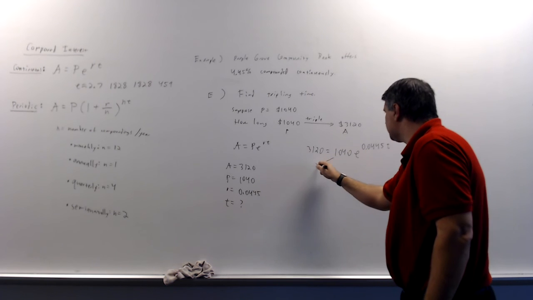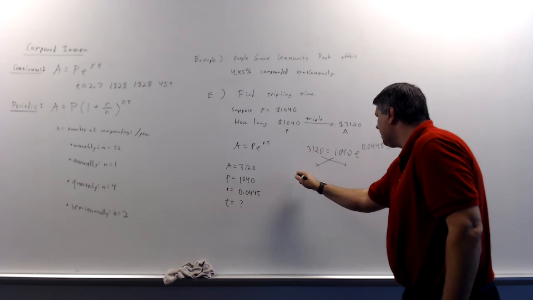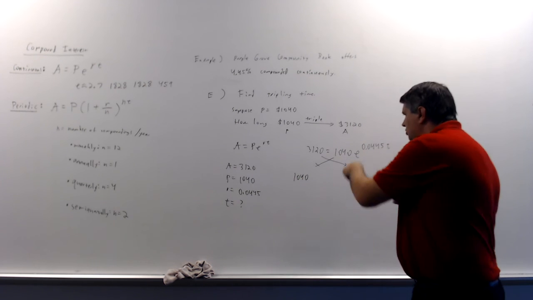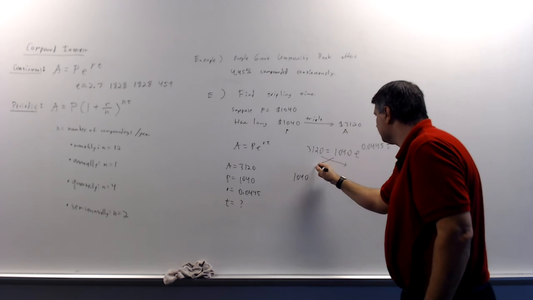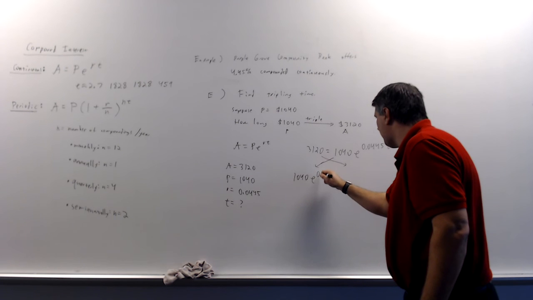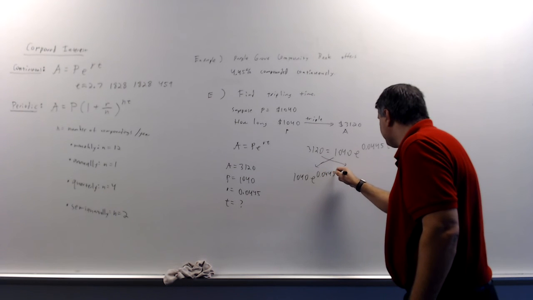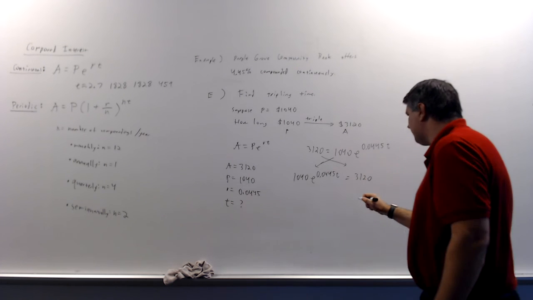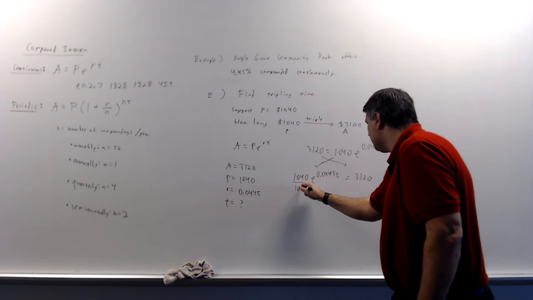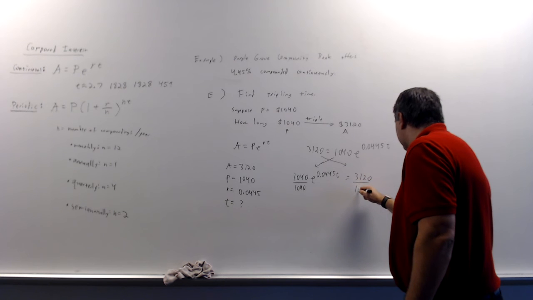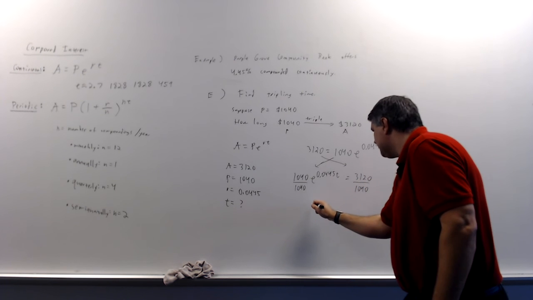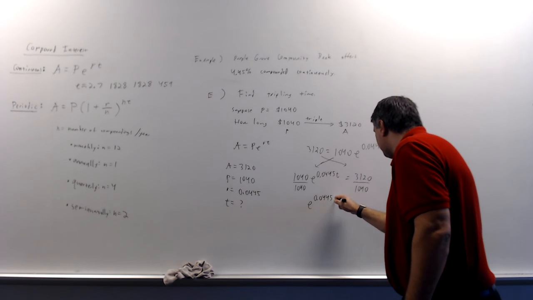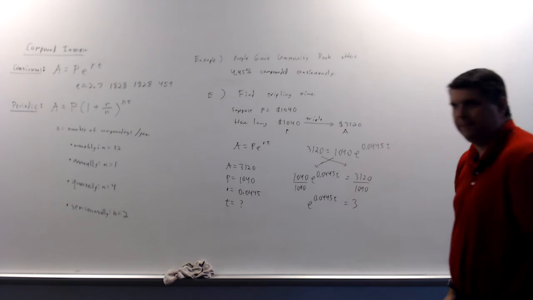So I will switch the sides and divide. Because t is my unknown, I want to move that side to my left. So e to the 0.0445 t power equals 3120. Divide off the 1040, and I'm left with e to the 0.0445 t power equals 3.